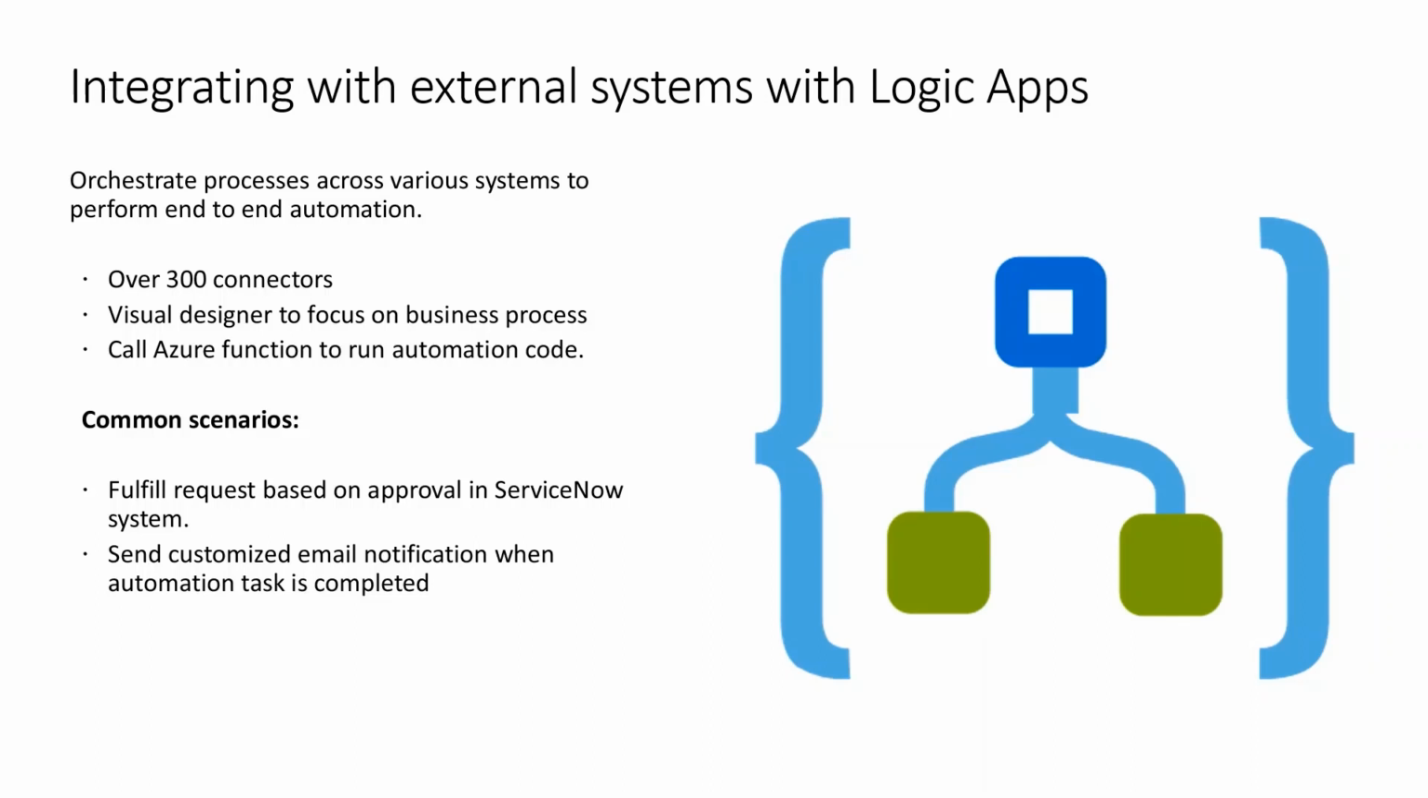And so some of the common scenarios you'll see with Logic Apps is the ability to perhaps do an approval in ServiceNow by integrating Logic Apps with ServiceNow. And then when that happens, go call an Azure function to fulfill the request. Or send customized email notifications when an automation task is completed. So there's a whole set of scenarios that you can implement inside of Logic Apps when you need an end-to-end orchestrated workflow. So let's go back to the portal and see how we can leverage some of those other capabilities we built in the previous demos to do an end-to-end workflow where we approve restarting of one of our services inside our virtual machine.